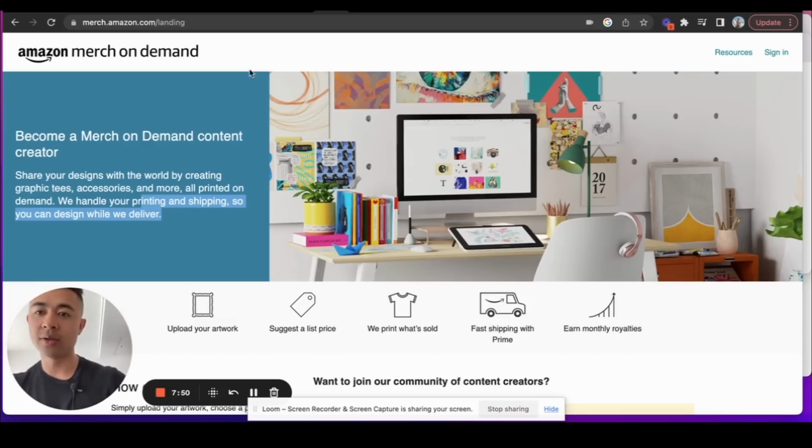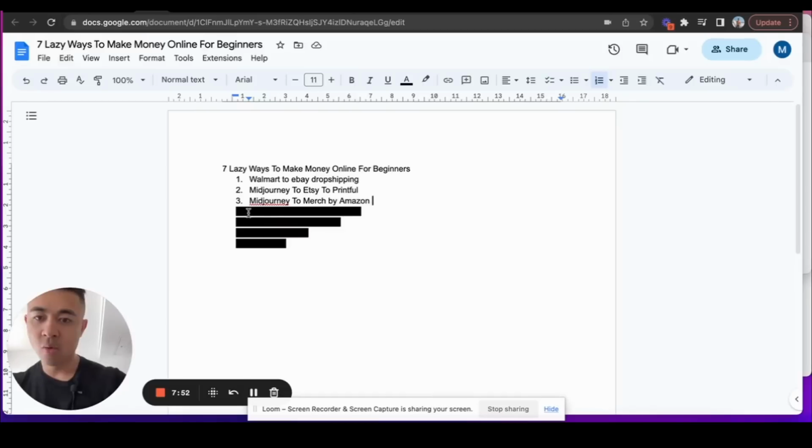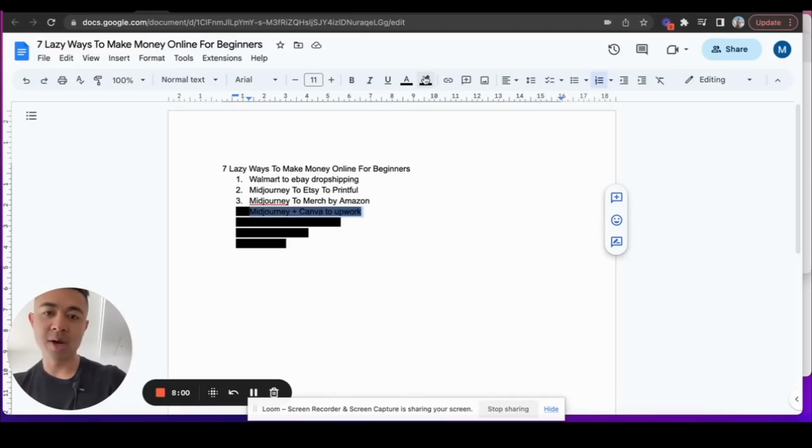So let's actually go over to the next one. The next one, which is close to the fifth one, right? Remember, the fifth one is what allowed Gary to make 13 grand in 30 days. If we're going to go over here, the third one is the exact same thing. Midjourney plus Canva to, for example, artwork.